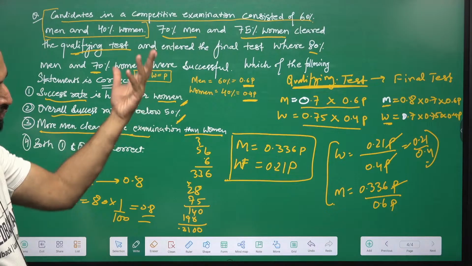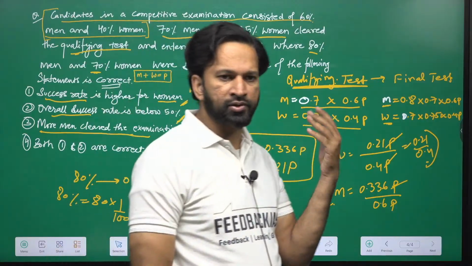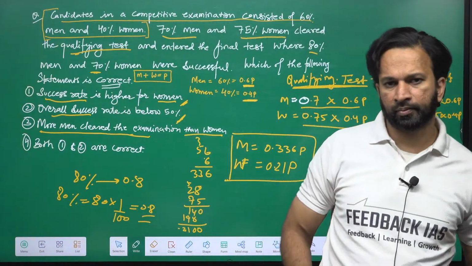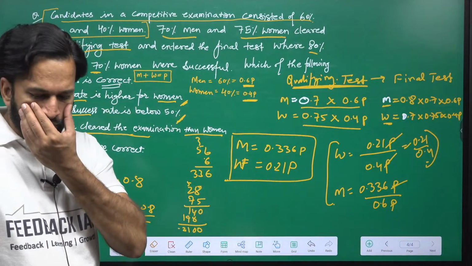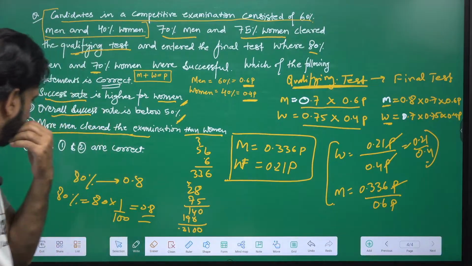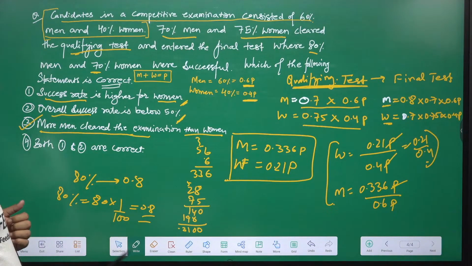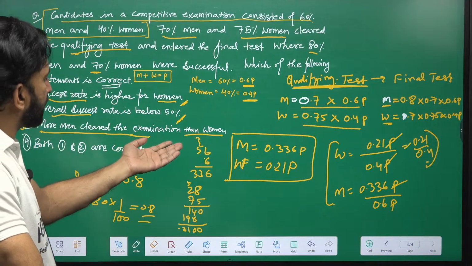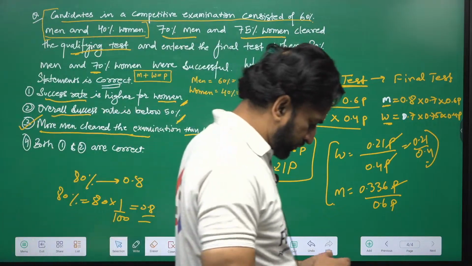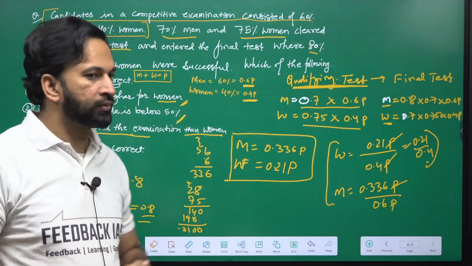So this way you can easily solve such questions. Just the application of the percentage is not a big task, right? Not that much difficult. Right? So option 3 is correct. Easily from here it can be found that more men cleared the examination than the women. More men cleared the examination than the women. Right?